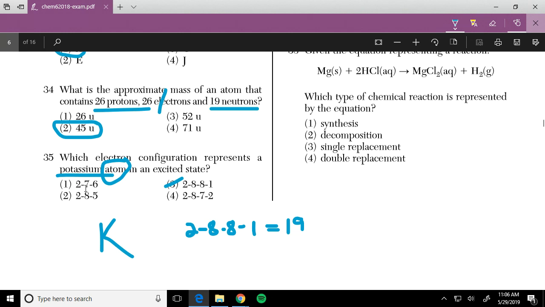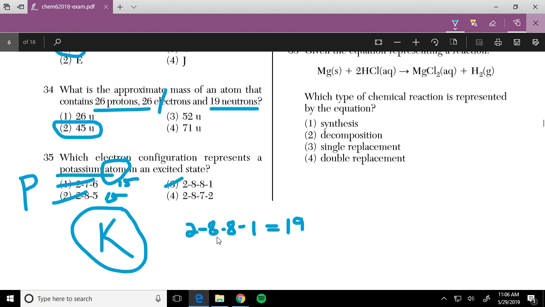So in number 1, I have 15 electrons. So that's not 19, so 1 ain't right. And 2 has 15 electrons, so that's not right. And why did they do that? Oh, because they did element P, phosphorus, with 15, and you had to know that potassium is K, number 19, and they gave you 2 wrong answers for element P, phosphorus.